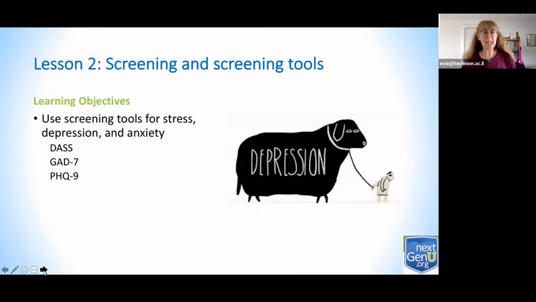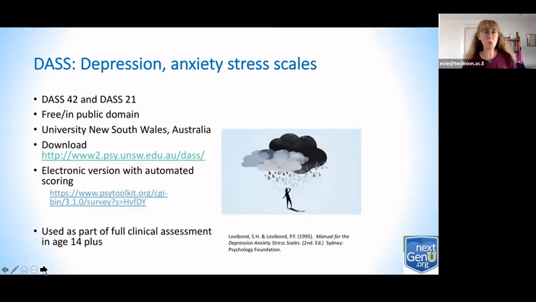So, the learning objectives for Lesson 2 are to look at how to use screening tools for stress, depression and anxiety. We're going to look at 3 tools, DASS, GAD-7 and PHQ-9. So let's start with DASS, which is the Depression, Anxiety, Stress Scales.